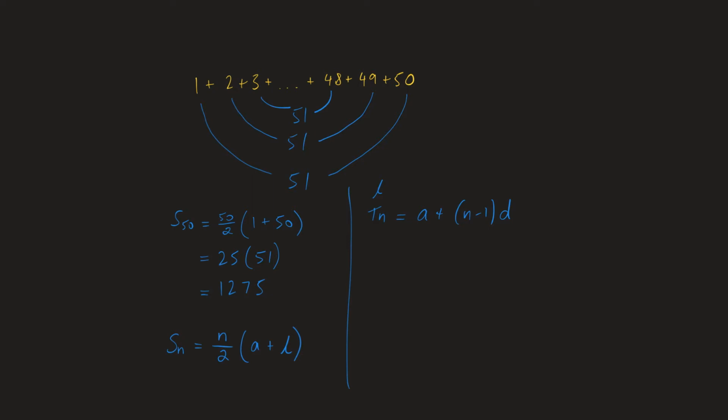So what I can do is now put this in place of L, because this would be the last term of our series. So now the sum of n is going to equal n over 2, a. Now instead of L, I'm putting a plus n minus 1 times d. And if I simplify that, I get n over 2 times 2a plus n minus 1 d. So I can use either formula to find the sum of an arithmetic series.